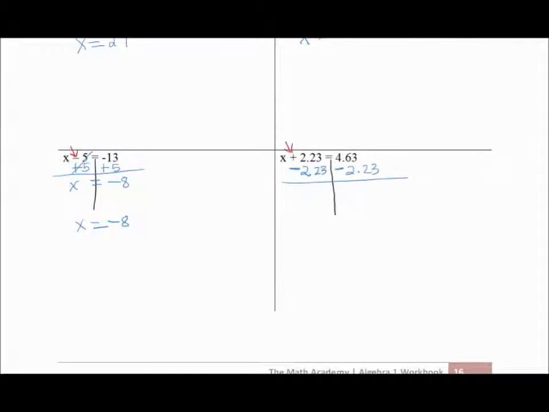Okay, and let's see what we have left. Bring down my x. 2.23 minus 2.23 is 0. Bring down my equal sign. And 4.63 minus my 2.23 leaves me with 2.40. So that means that my solution is 2.40. That's my final answer.